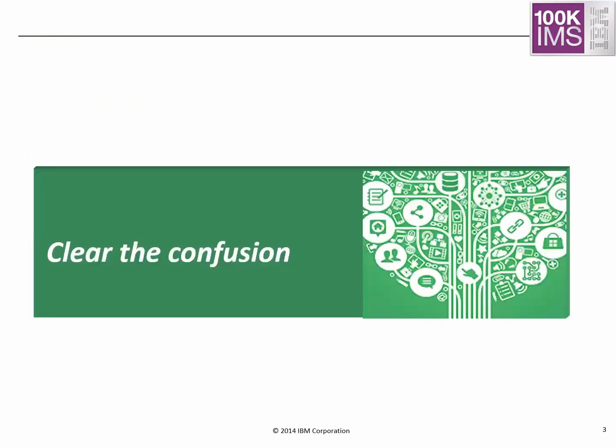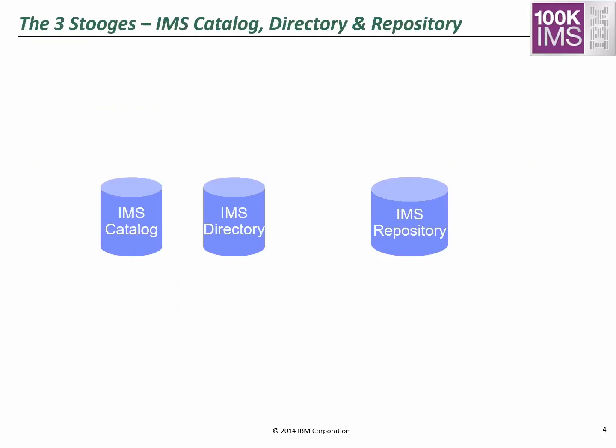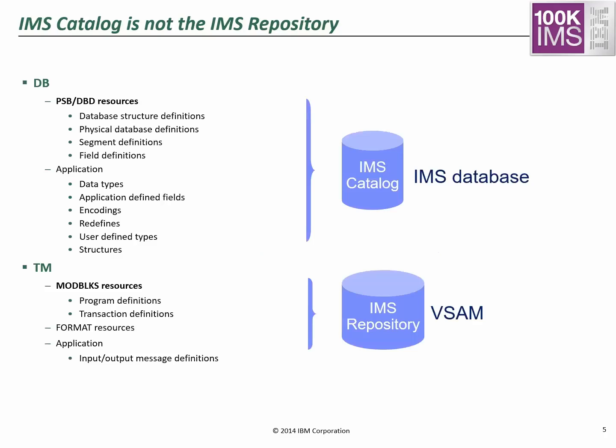So let's start off with clearing the confusion. There's the IMS catalog, there's the IMS directory, and there's an IMS repository in IMS, right? I always find that people are not clear on what the differences are between these three. I call them the three stooges, right? So let's talk about the differences between the catalog, the directory, and the repository, and let's clear up that confusion. So the catalog is not the IMS repository. Those are two different things. Why is it different, or what's different about them?